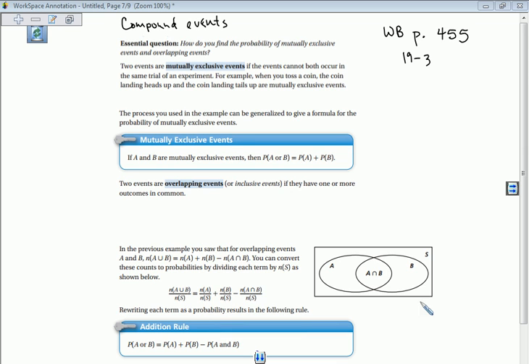Okay, so what we're going to talk about first are mutually exclusive events, and we're in our workbook on page 455. It states that two events are mutually exclusive if the events cannot both occur in the same trial of an experiment. For example, when you toss a coin, the coin landing heads up and the coin landing tails up are mutually exclusive, because when I toss a coin, can that happen at the same time? No, it's going to be either heads or tails.